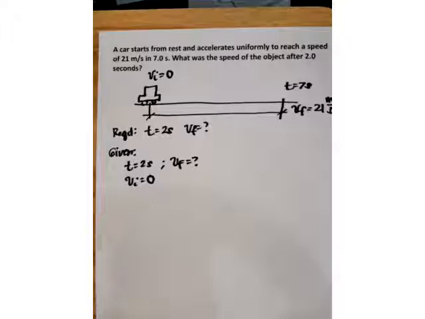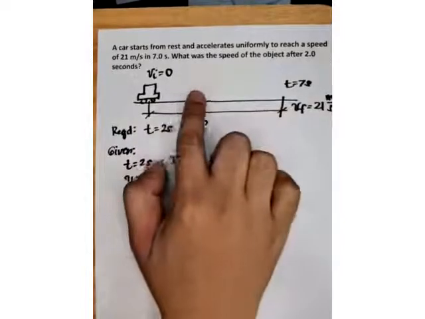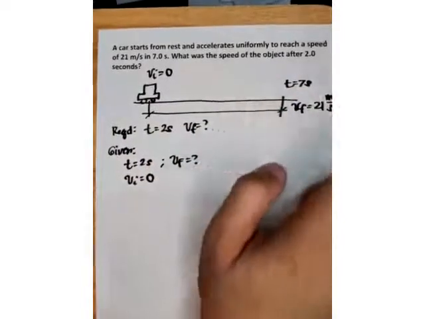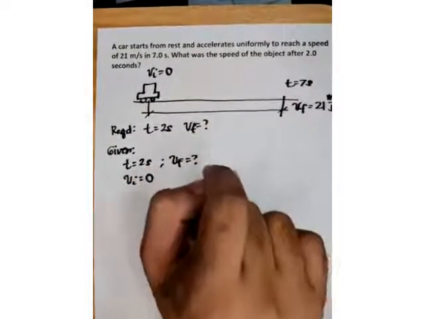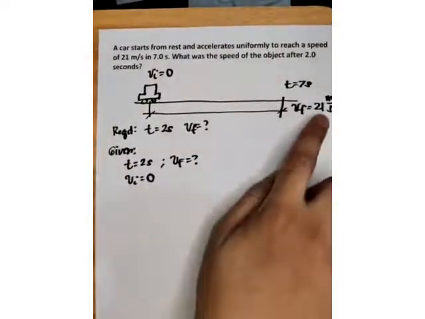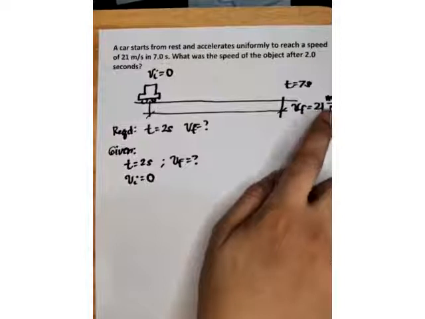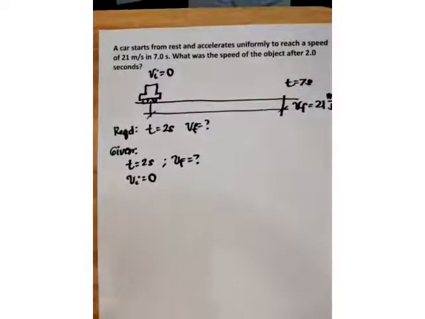Oo. Parang binalik niya. So, di ba parang nagta-travel siya for 7 seconds. 1 second, 2 seconds, 3 seconds, 4 seconds, 5, 6, 7 seconds. Ang tinatanong niya, yung nauna sa kanya. So, di ba nag-accelerate kasi siya uniformly? So, that means, bago niya ma-reach yung 21, ma-reach na yung 21 meters per second na velocity after 7 seconds. Ang tinatanong niya, ano yung velocity after 2 seconds? Which is before 7 seconds.